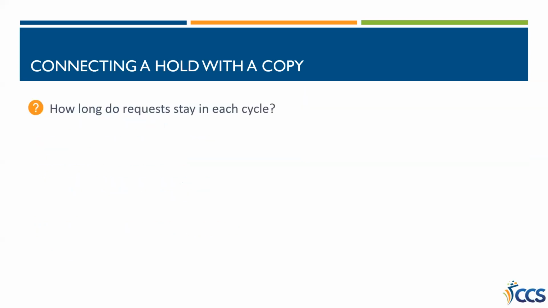So I have some common questions that we get about the pick list and the RTF cycles. The first question is, how long do requests stay in each cycle? So a hold will stay in the primary request to fill cycle for 7 days. The pickup location and the branches have up to 7 days to pull a copy and fill that hold. So they have kind of a lengthy amount of time to fill.